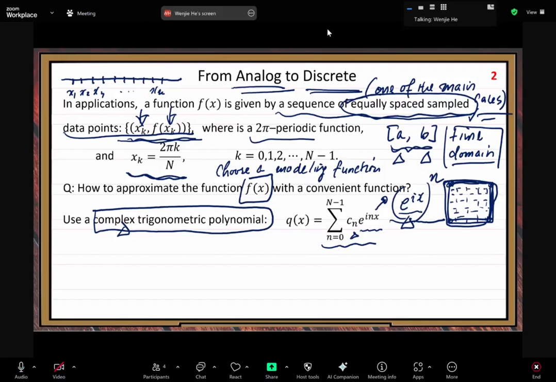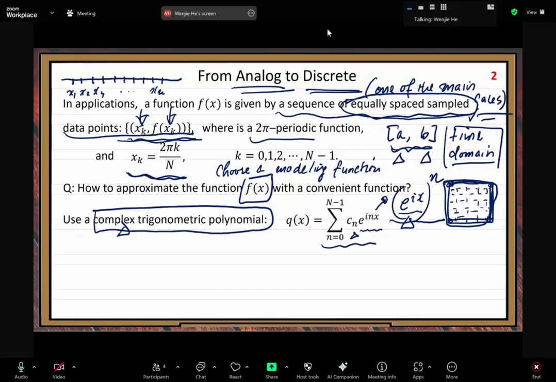Do the math work. All right. So with this modeling function, complex trigonometric polynomial, now let's go back to our data, the discrete sampling values, the data points.